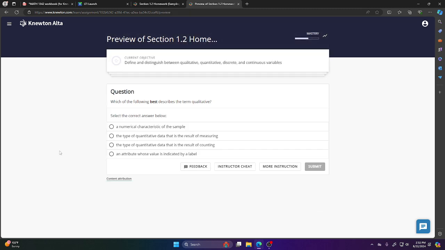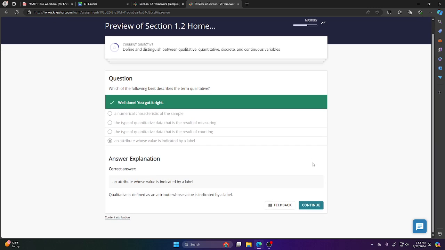Cool. Okay. Which is the best for qualitative? So qualitative is not math, right? Not math. So numeric character, probably not. A type of quantitative, no. Quantitative, no. Attribute who's a label. There it is. Names, labels, right? Okay, cool. I'd never seen that question before.